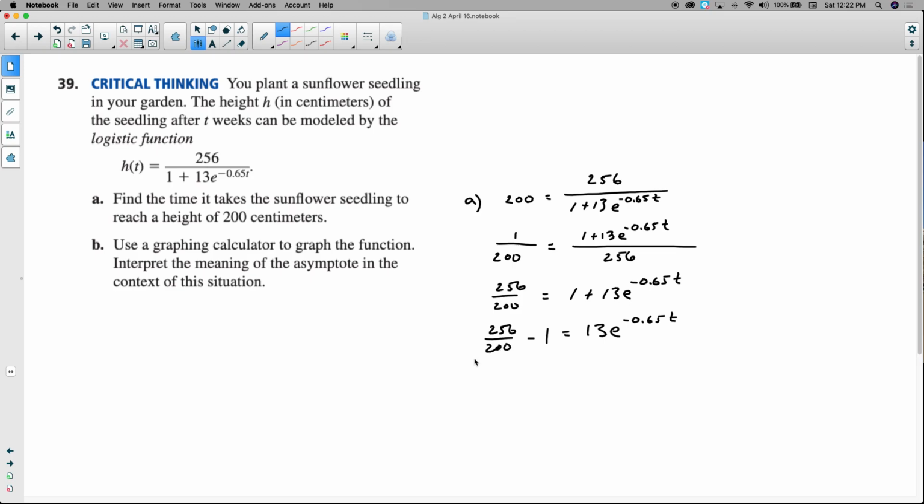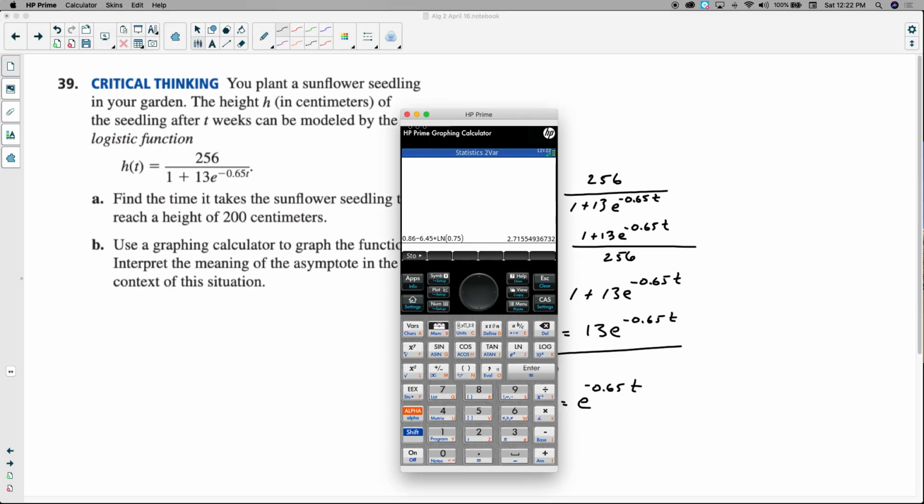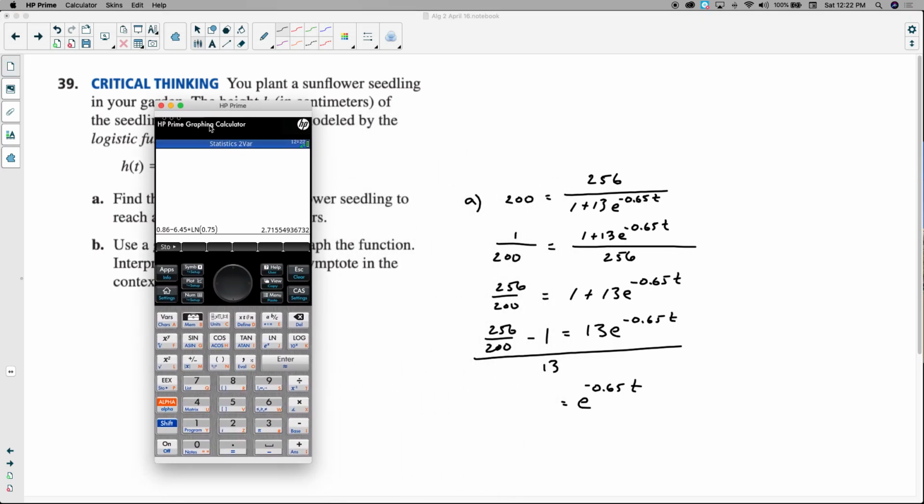And then divide everything by 13. All right, now I feel like it's time to go to a calculator and get that left side figured out. Okay, so let's see. I've got 256 divided by 200 minus 1. That is the numerator, and then that is divided by 13.